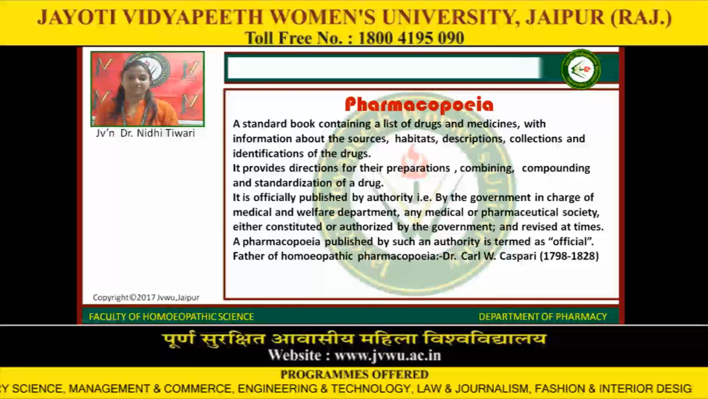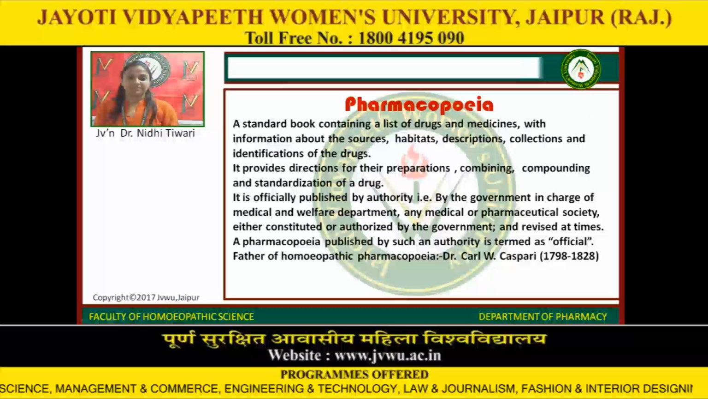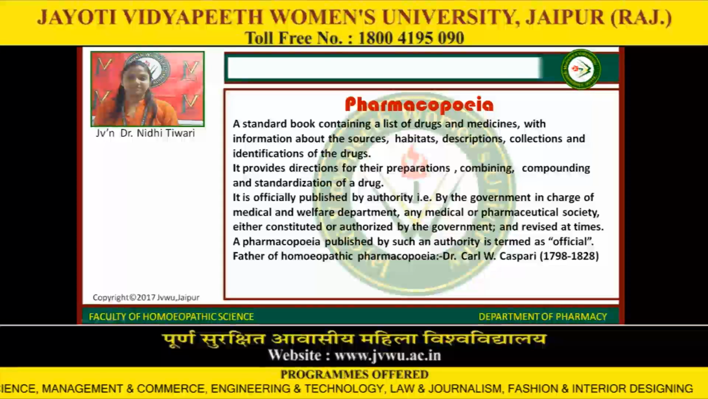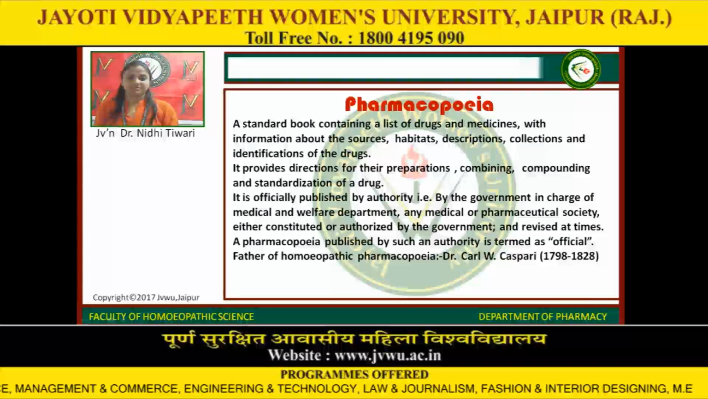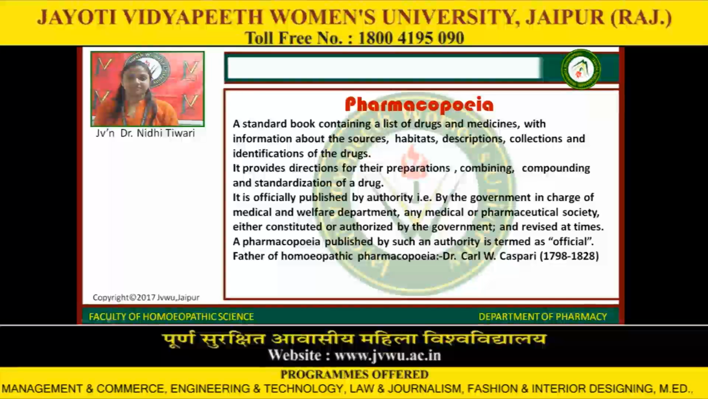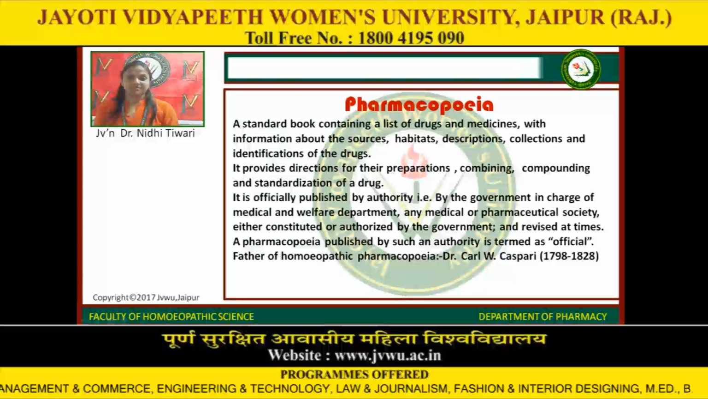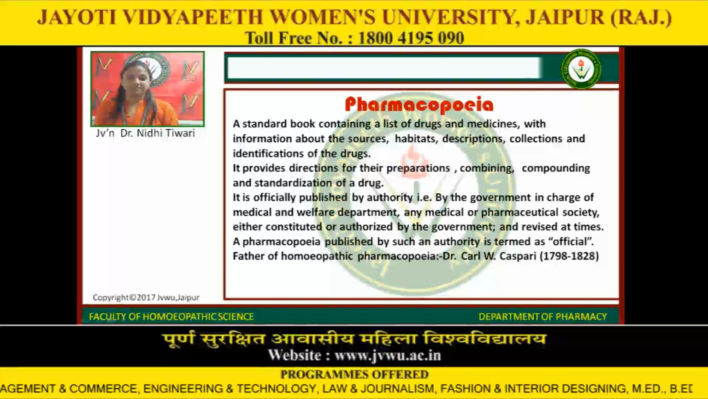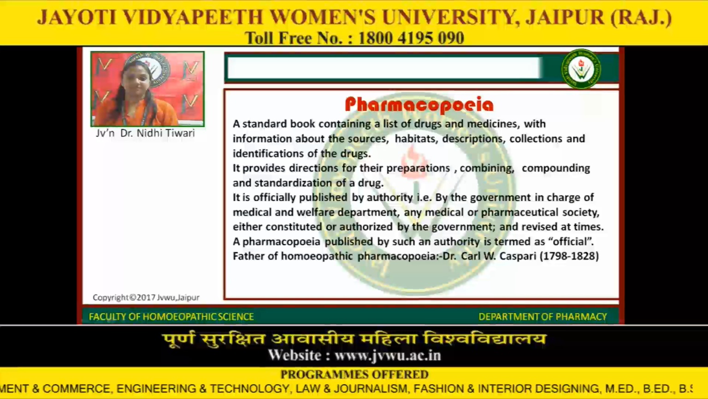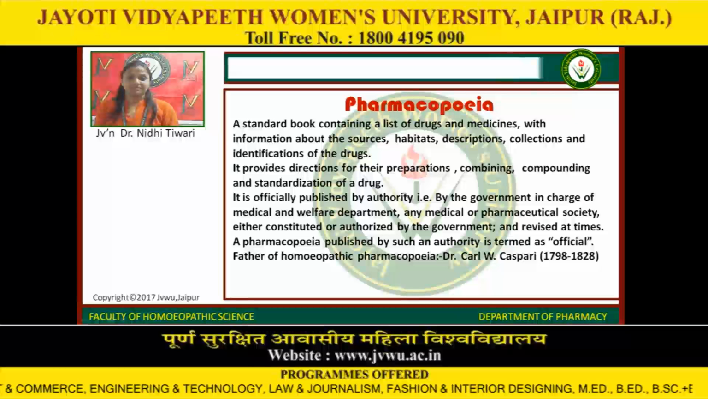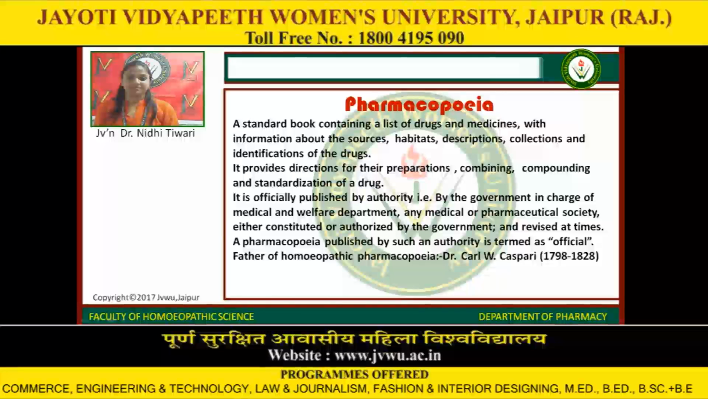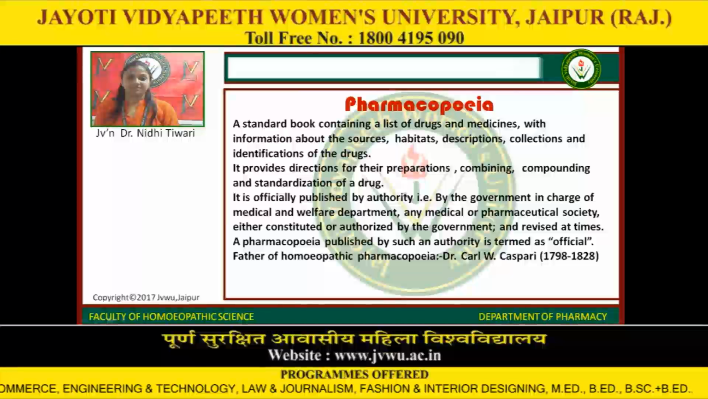How can we define pharmacopoeia? A standard book containing a list of drugs and medicines with information about the sources, habitats, descriptions, collections and identification of the drugs. It provides directions for their preparation, combining, compounding and standardization. It is officially published by authority, that is, by the government in charge of the medical and welfare department, or any medical or pharmaceutical society either constituted or authorized by the government, and revised at times. A pharmacopoeia published by such an authority is termed an official pharmacopoeia.